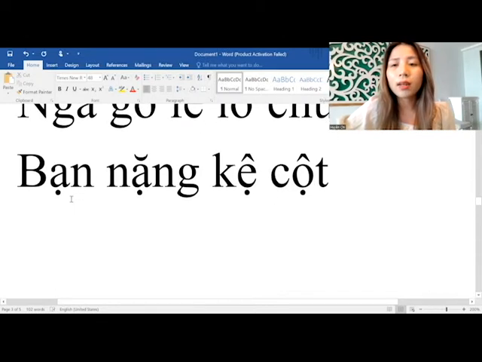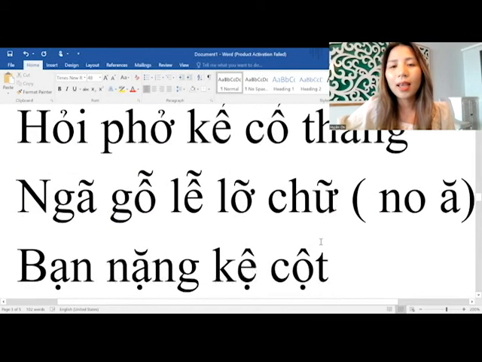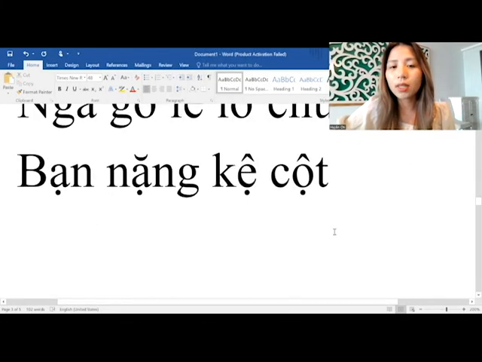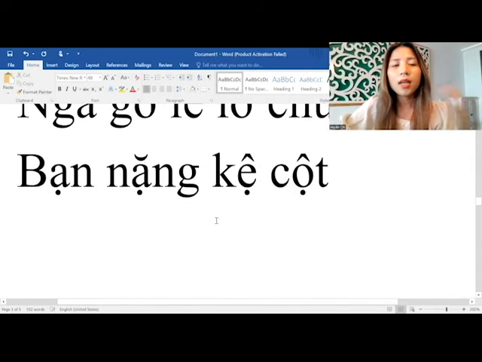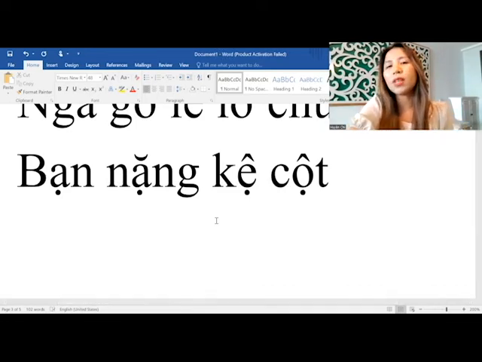This one, nặng. Sorry. Bạn, nặng, kể, cột. Okay, if you want to listen to the words with tone, just play back, okay? That is the end of the tones in Vietnamese. Of course, there are many more things to practice, but I don't have much time for a video. So that's it.